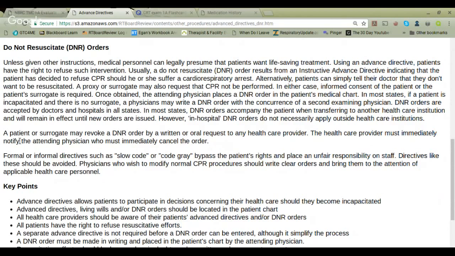A patient or surrogate may revoke a DNR order by a written or oral request to any healthcare provider.